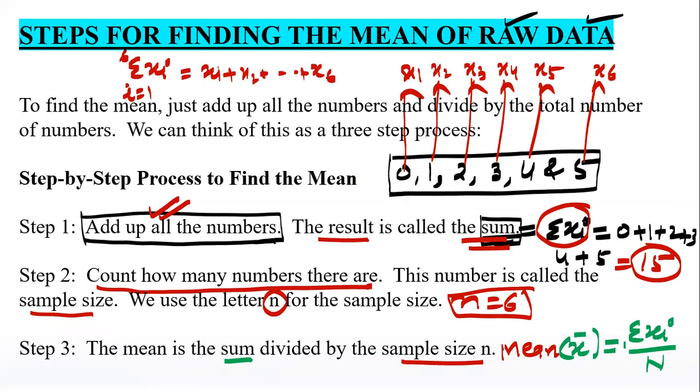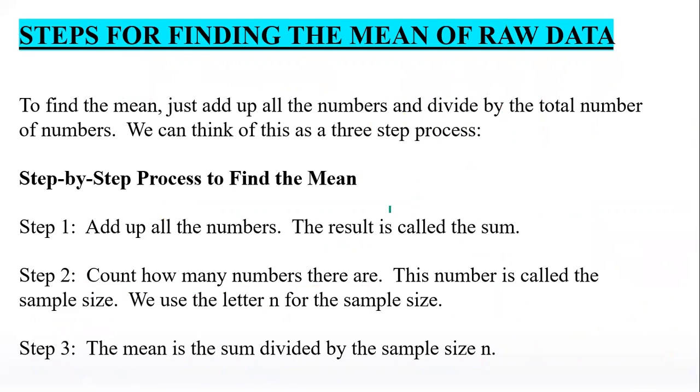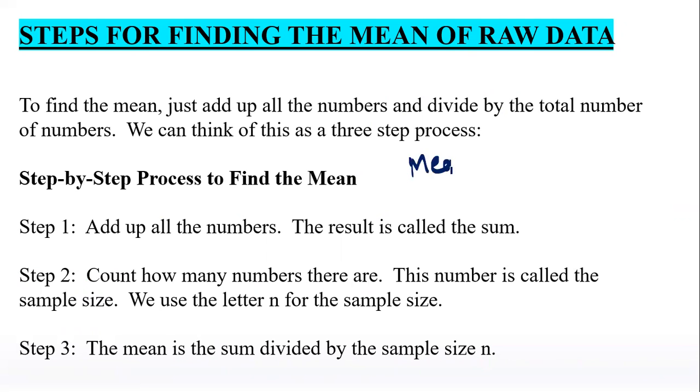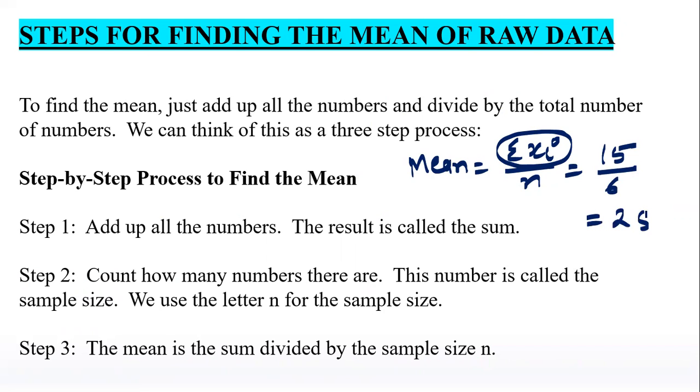Summation xi upon n, where i varies from 1 to 6. So here in this case, mean equals summation xi upon n. What is the sum of all xi? 15. And the number of observations is 6. On solving this, you will get 2.5. So what is the mean of the first 6 whole numbers? It is 2.5.